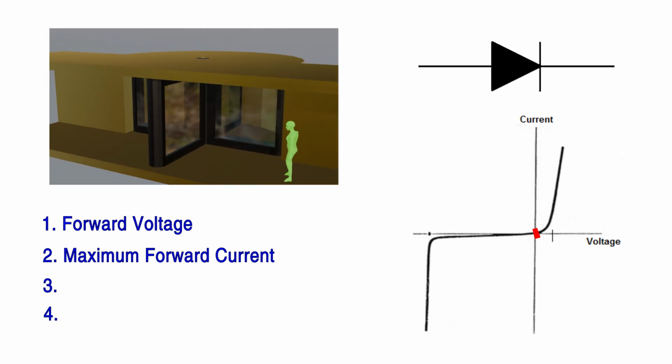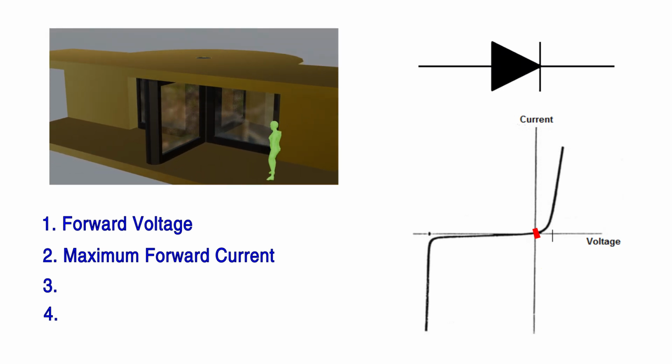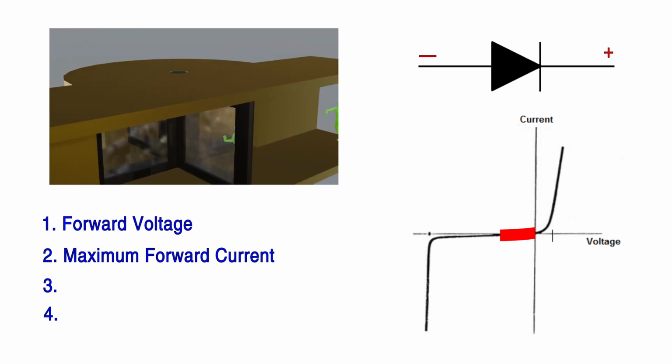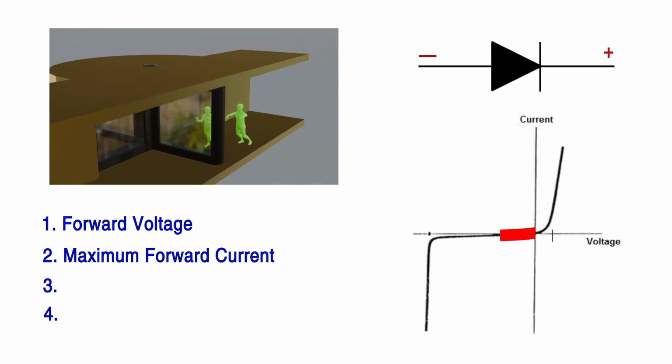Now, if people try pushing on the door in the other direction, the door will not move, and most people will not get through the door. However, the door is not perfect, so it will flex a little bit. If people push hard enough, 1 or 2 people might be able to sneak through. This brings us to the third parameter, a diode's leakage current, the amount of current that leaks through the diode when it is reverse biased.